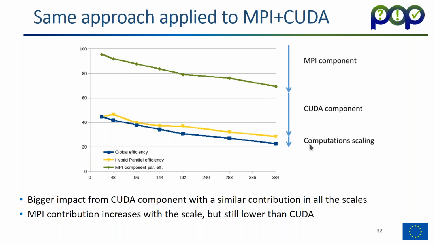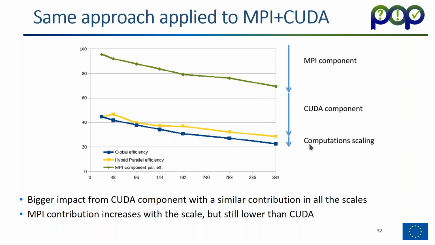I use this plot where I only collect 3 of the metrics. The dark blue line corresponds to the global efficiency, the yellow line corresponds to the hybrid parallel efficiency, and the green line corresponds to the MPI parallel efficiency. Basically, I am analyzing, when I increase the resources of my execution, what is the scaling of my application, the efficiency of the scaling of my application.